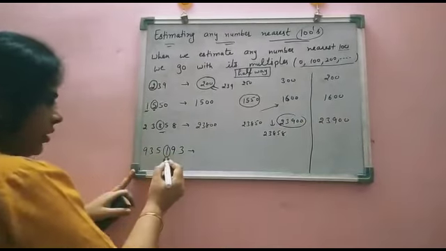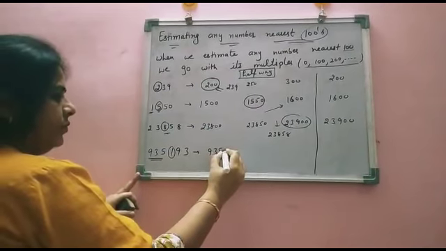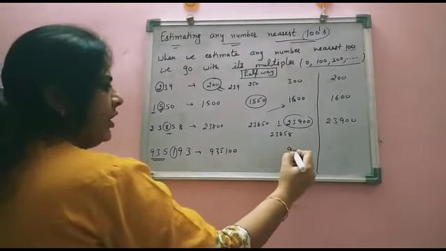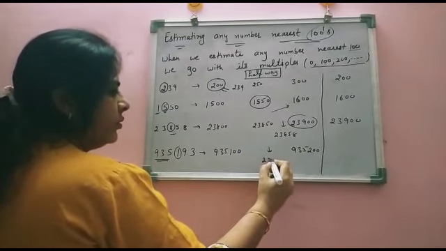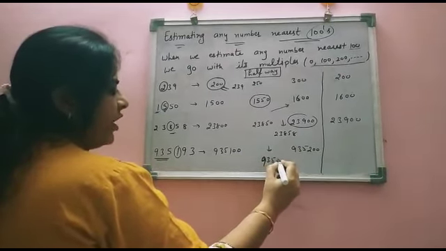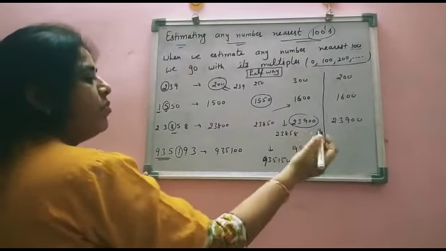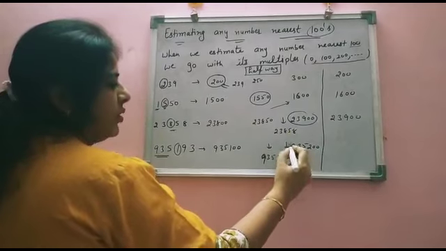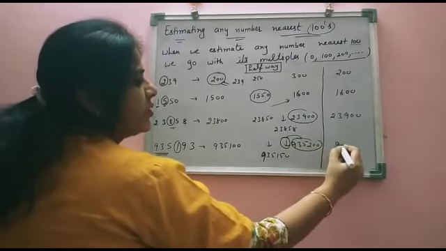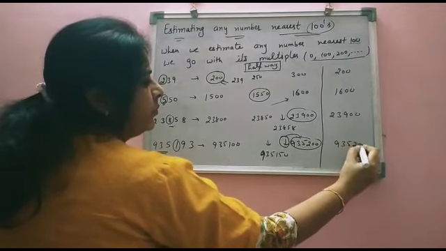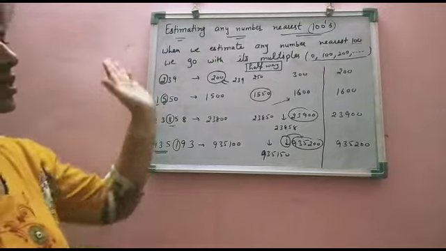The same way, the rest will remain the same. So it lies between 100 and 200. What is the halfway? 150. Is it less than the halfway or more than? Obviously, more than. So it lies somewhere here. It will be estimated to this. So in this way, we estimate any number to the nearest 100.